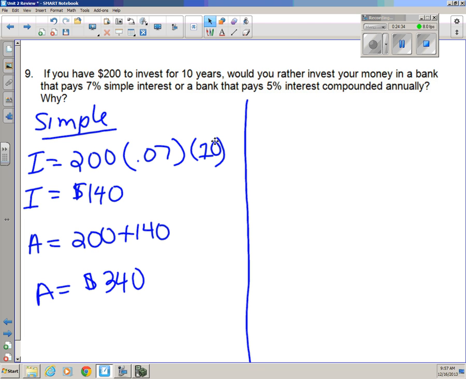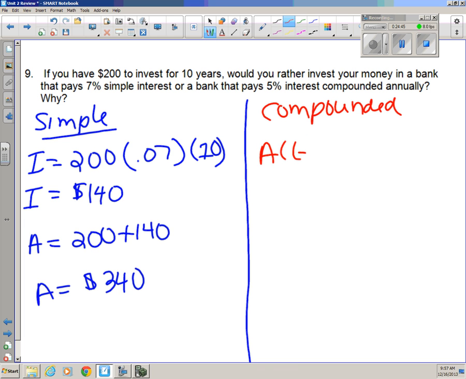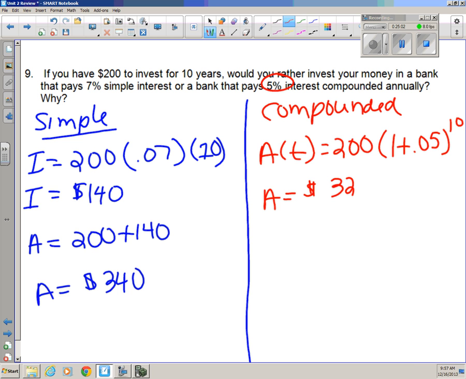If we decide to go to the other bank where they do the interest compounded annually, then the total amount is going to be the $200 that we started out with, times 1 plus the interest rate, in this case 5%, 0.05, to the 10 years. As we get this on the calculator, the amount that comes out is going to be $325.78. So now, assuming that we're keeping it in the bank for 10 years, what would be the better bank to actually use? And it'd be the one that has the simple interest.